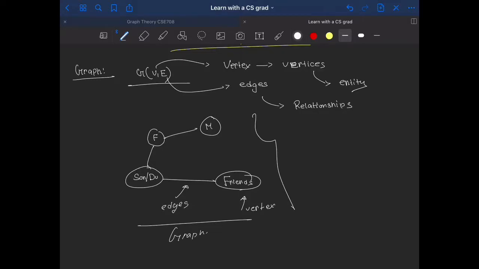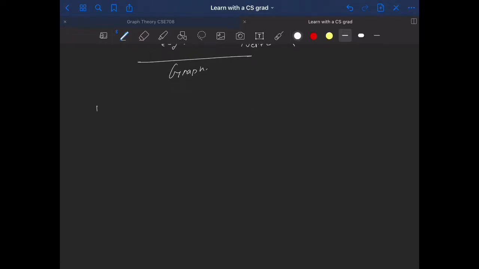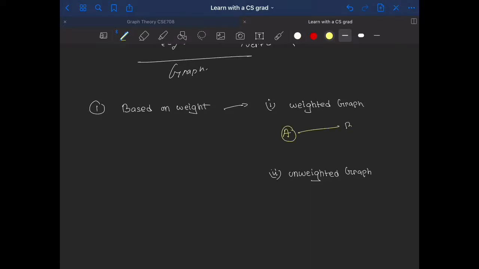Graphs can be of different types, as far as I know, three types. One is based on the weight, where we have two things: a weighted graph and an unweighted graph. Let's see an example. We have a graph with three vertices, A, B and C. A is connected to B and C. Let's give the weights 5 and 4.